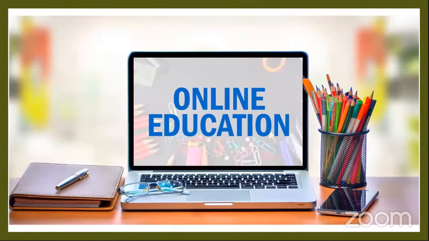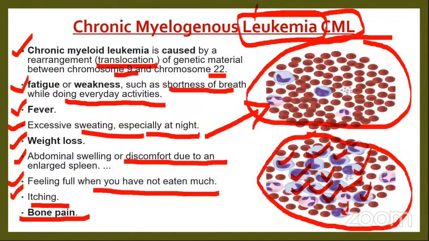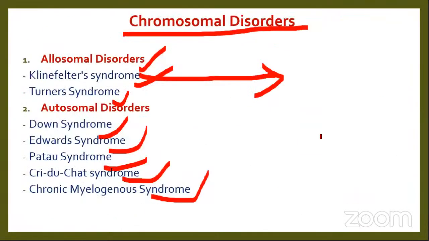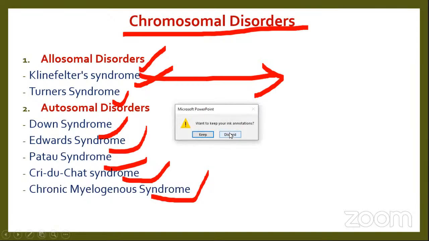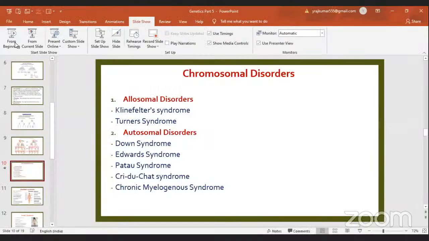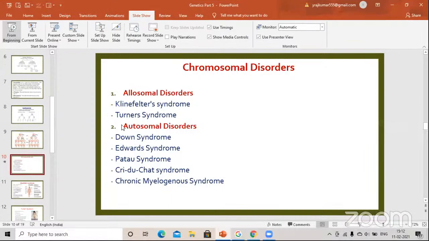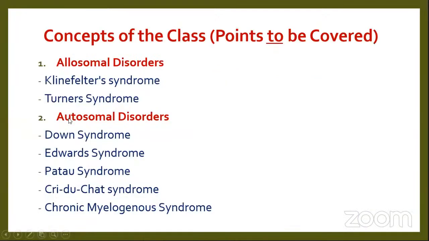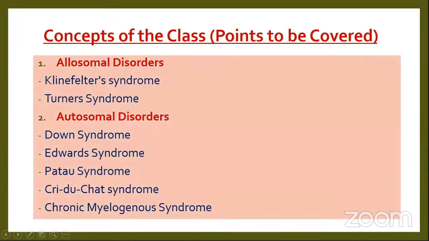This is about today's class. Let me repeat all the disorders once again. See, there are certain diseases like Klinefelter syndrome, Turner syndrome, autosomal disorders like Down syndrome, Edwards syndrome, Patau syndrome, Cri-du-chat syndrome, and chronic myelogenous leukemia.